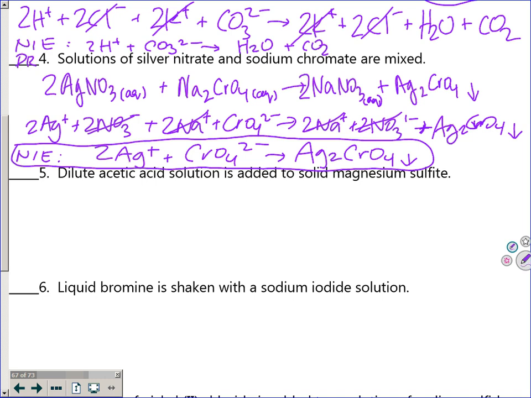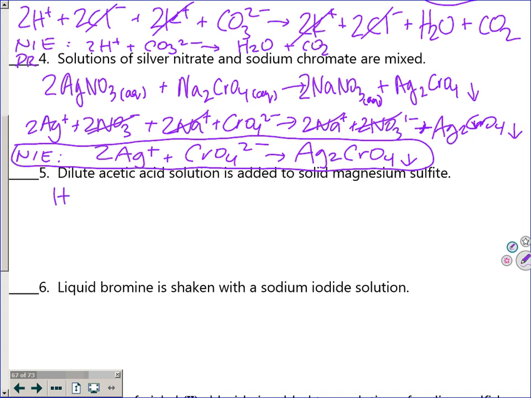So then leaving us with 2 silver ions and a chromate ion, which should make sense because when I make this precipitate, what's the ratio I need? 2 silvers for every 1 chromate, right? So that's why the coefficients work out that way too. You can always check yourself at the end. If your numbers are off, then go back up and make sure that you used all the numbers you needed to. Okay, tell me guys how you get started on number 5.